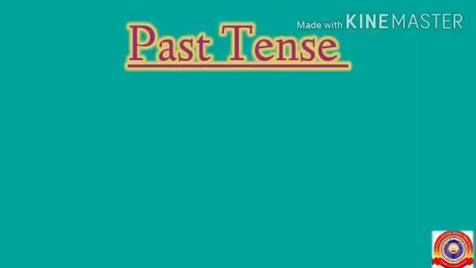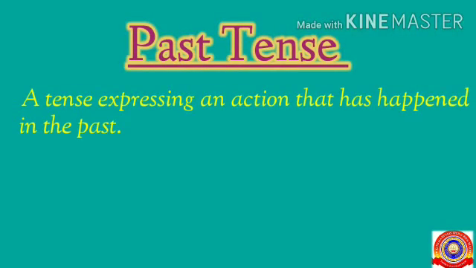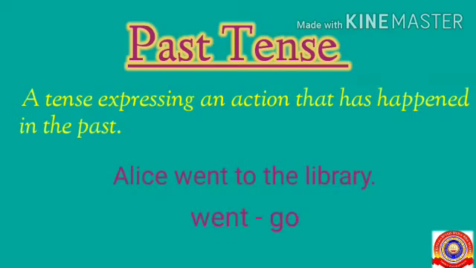Now, let's know about past tense. What is past tense? A tense expressing an action that has happened in the past. For example, I ate dinner. Here, ate is the past tense of eat. Alice went to the library. Here, went is the past tense of go.